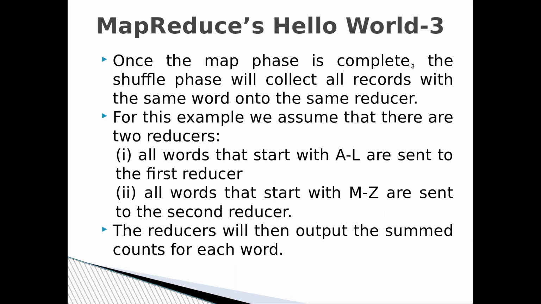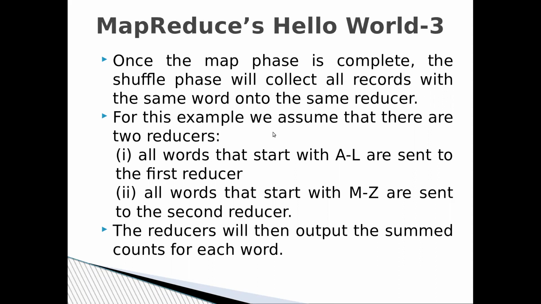Once the map phase is complete, the shuffle phase will collect all records with the same word onto the same reducer. Okay, so the reducer is something which will do the final counting and processing, right? So in our example, let's assume that all the words that start with letters A to L are sent to the first reducer, and all words that start with letters M to Z are sent to the second reducer. So we are expecting two reducers for this process.